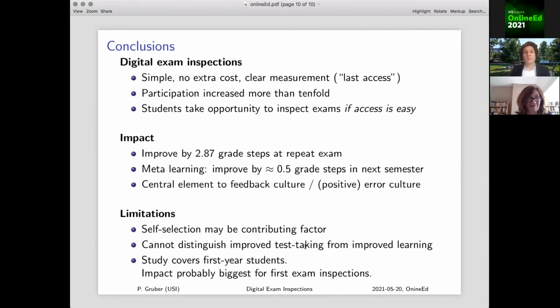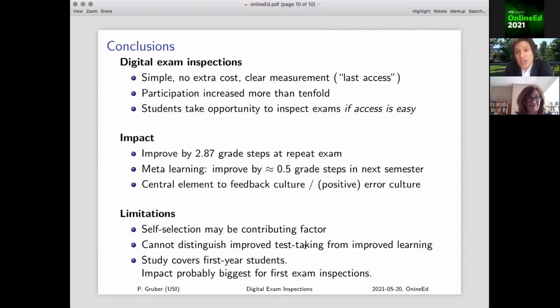So what can we conclude? Well, number one, this is a no-cost measure. You just basically put your digital exams in read-only and tell the students, have a look at it. You get a clear measurement because you have this last access variable that probably is available in all the learning measurement systems. So you can measure success.